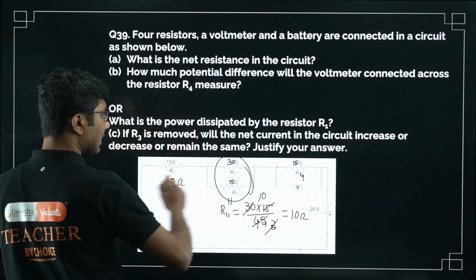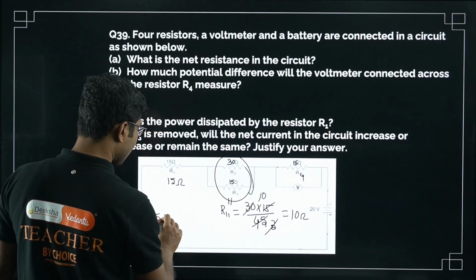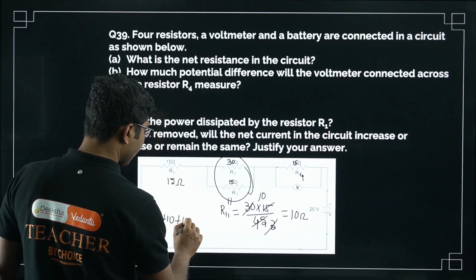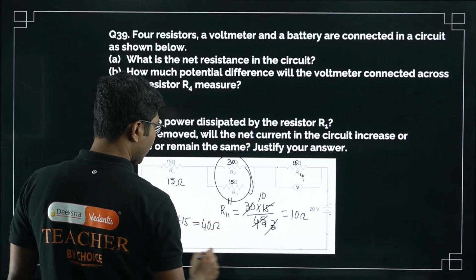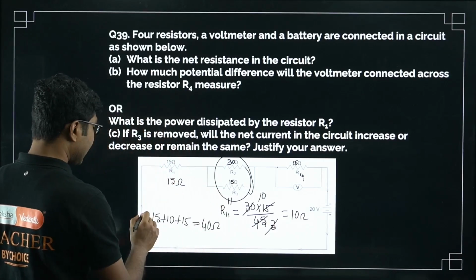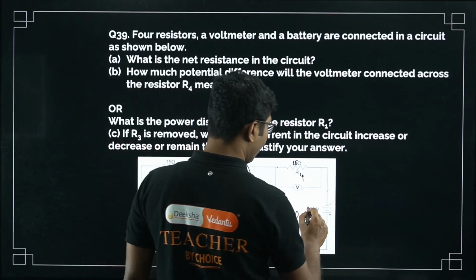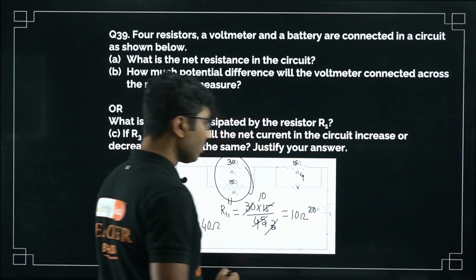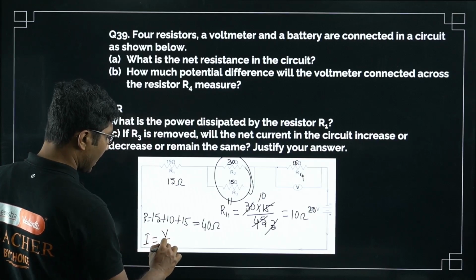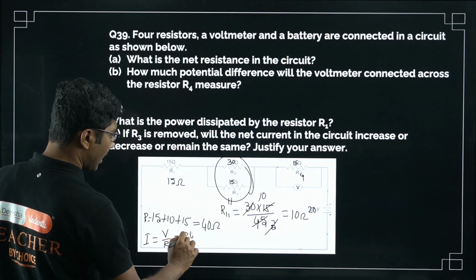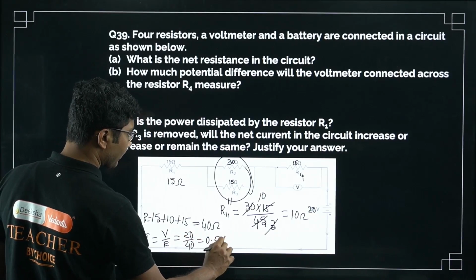Now all these are connected in series. So they are connected in series means total resistance is 15 plus 10 plus 15, that is 30 plus 10, that is 40 ohm. So 40 ohm is the total resistance, net resistance, right? And the potential applied is 20 volt. So current will be V by R, that is 20 by 40, that is 0.5 ampere.